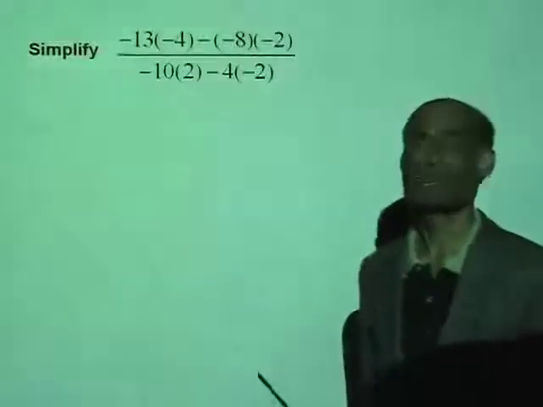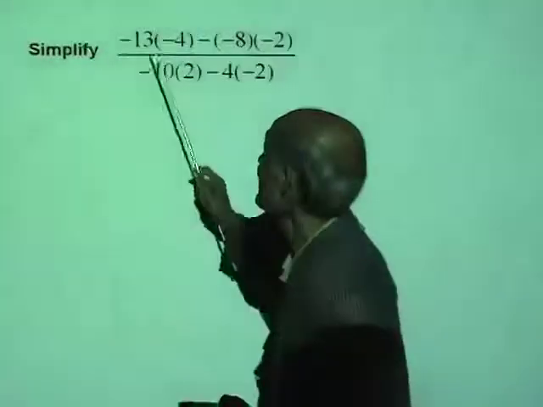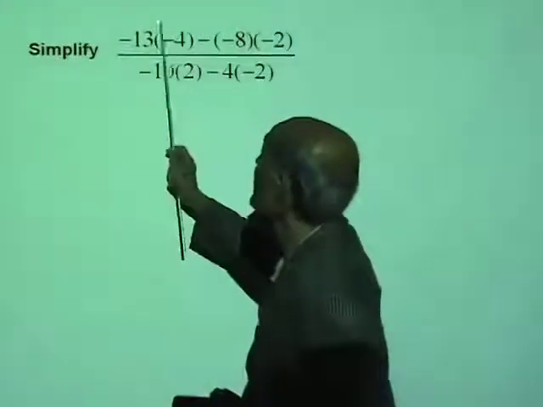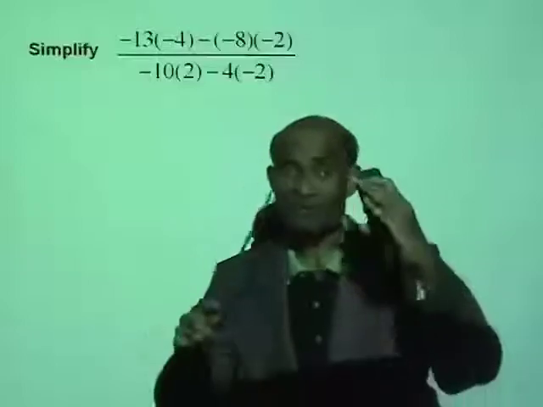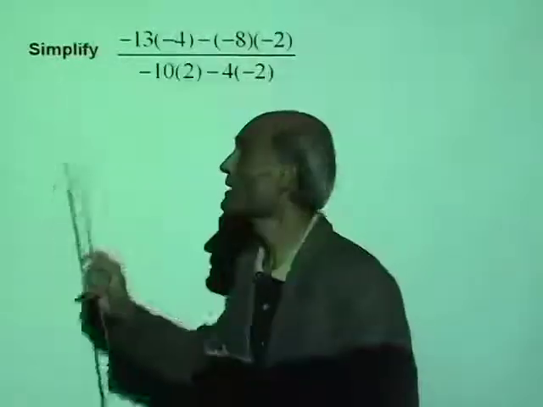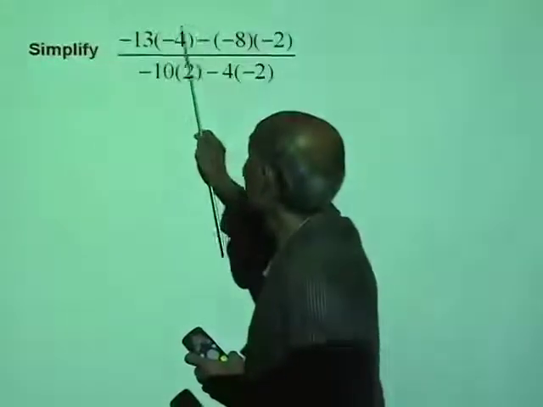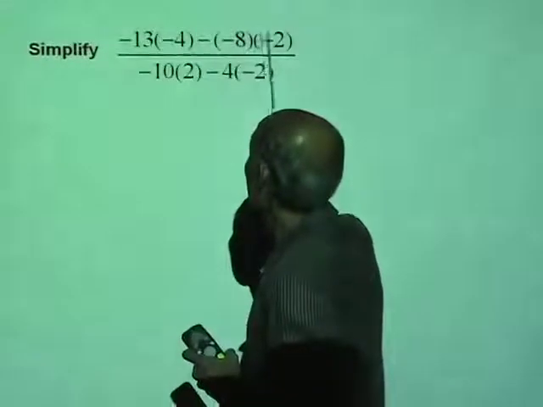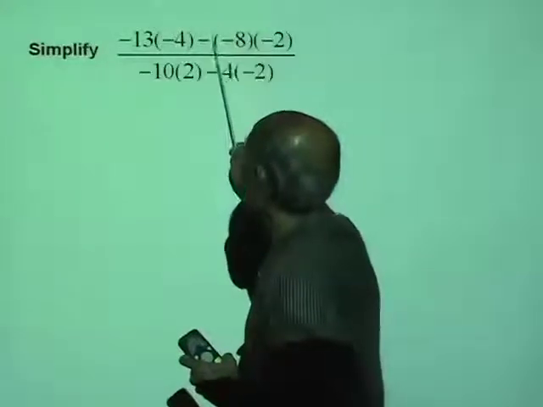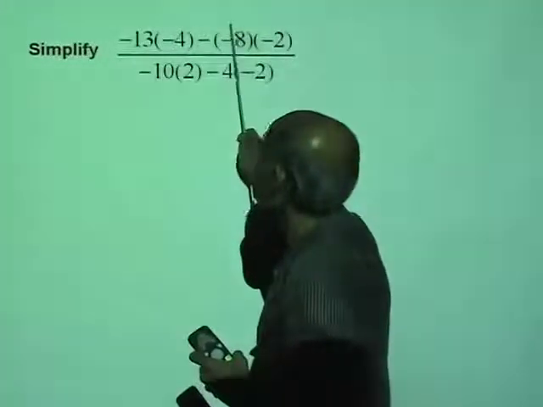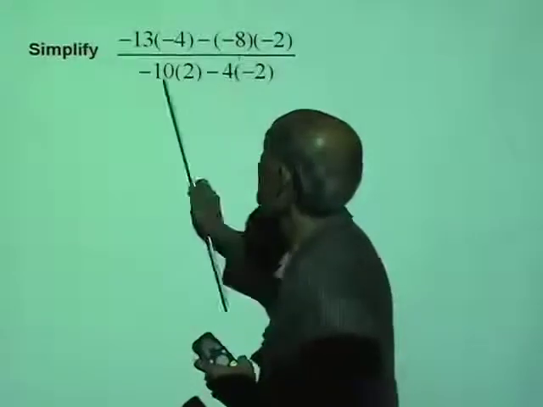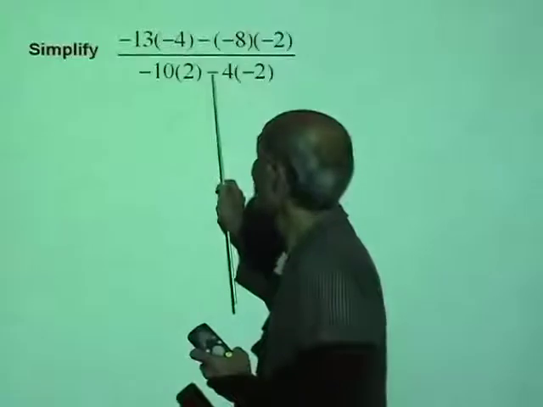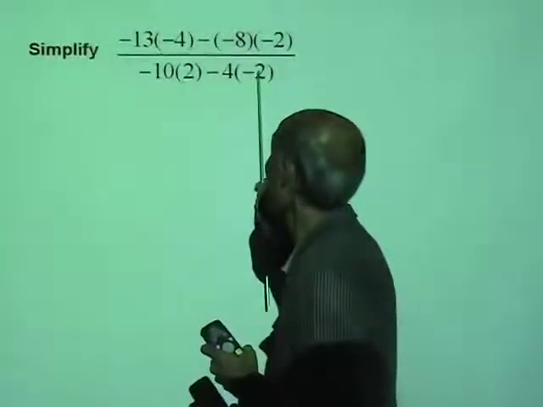Okay, let's do another one. Simplify. Negative 13 multiplied by negative 4. Look at that. That's the product. What's the meaning of a product? Multiply. Negative 13 multiplied by negative 4 minus negative 8 multiplied by negative 2. Again, the product of two negative numbers. All over. Negative 10 multiplied by 2 minus 4 times negative 2.